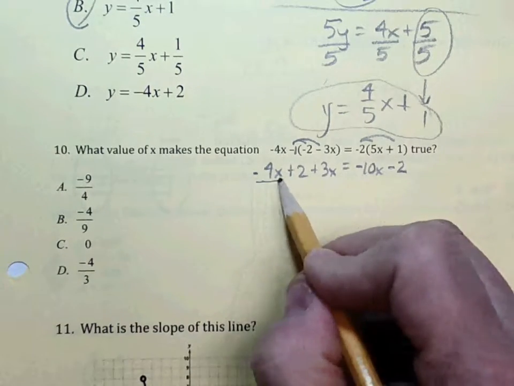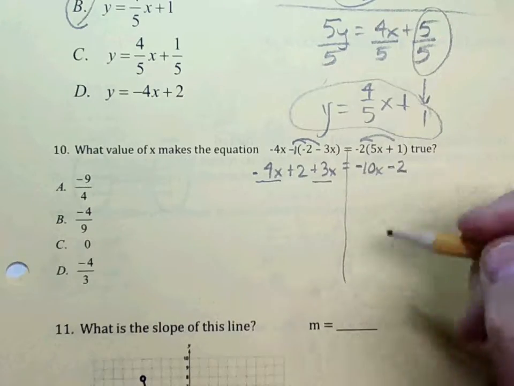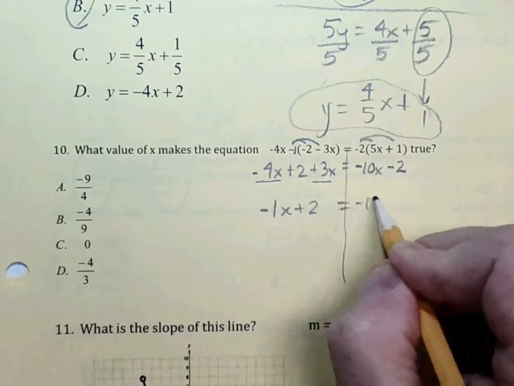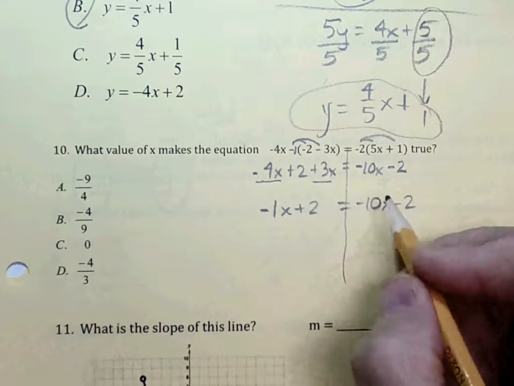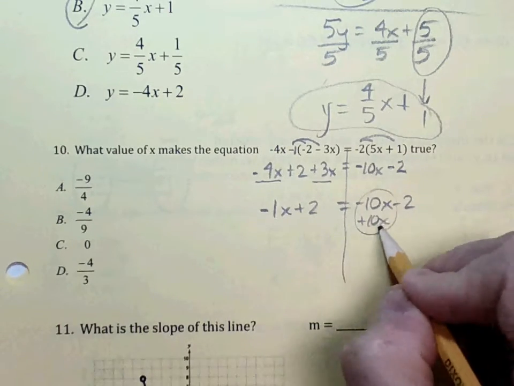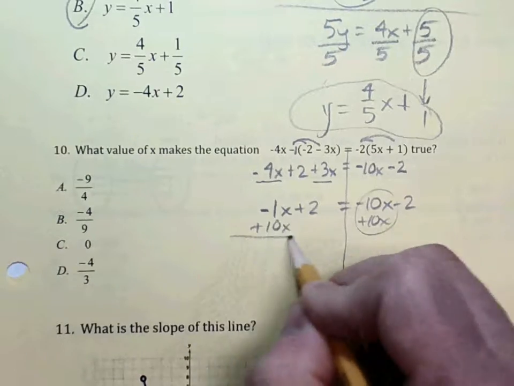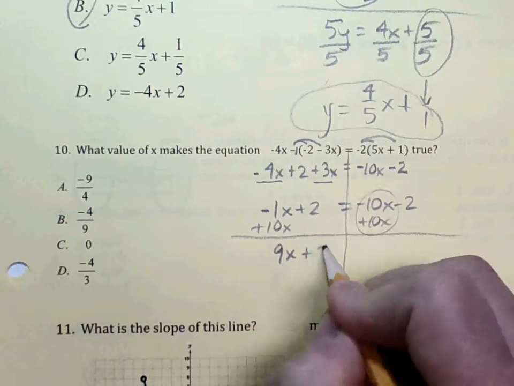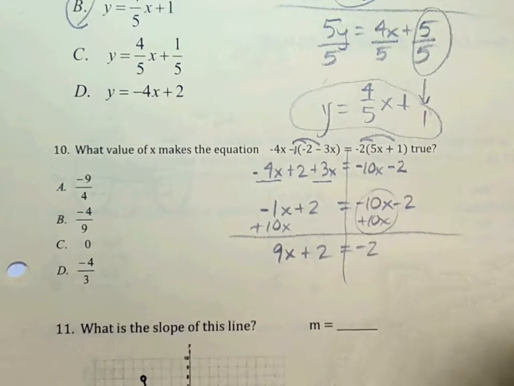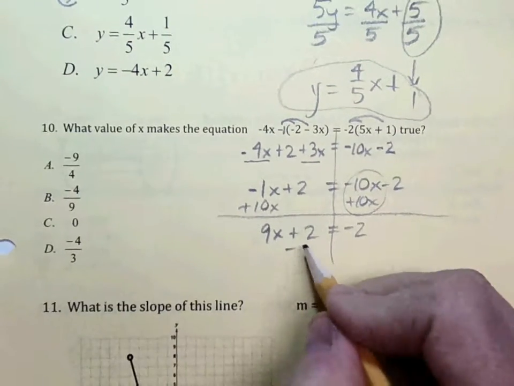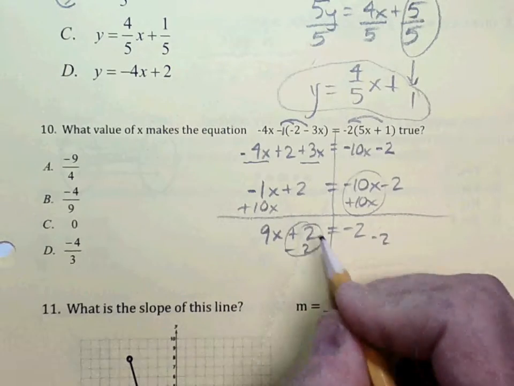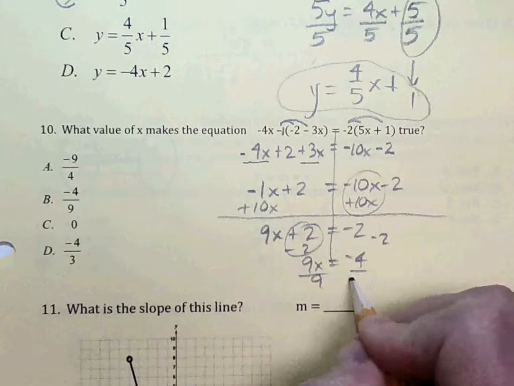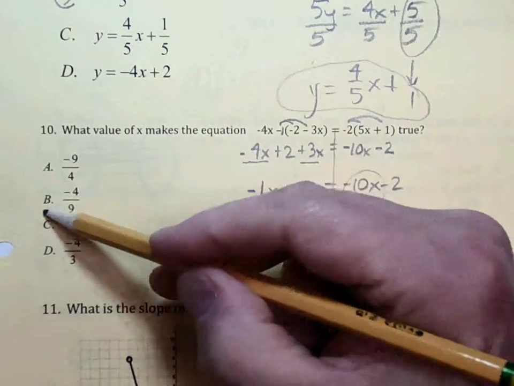All right, we can combine these two guys. They're on the same side of the equation. So that's a -1x plus 2 is equal to -10x minus 2. I'm going to zero this out by adding 10x to both sides. And a -1 plus 10 is 9. And it's starting to look like something we saw in 7th grade. So I'll subtract 2 from both sides. That's a 0. 9x is equal to a -4. Divide by 9. -4/9. There we go.